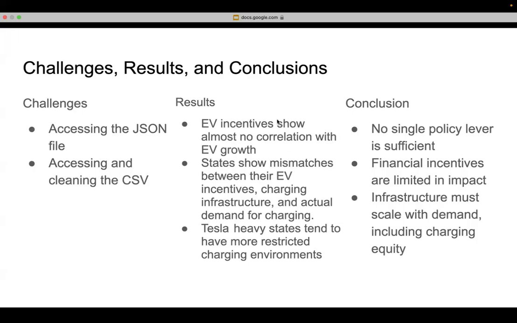So, from that, we can conclude that no single policy lever is sufficient. Financial incentives are limited in impact, and infrastructure must scale with demand, including charging equity.